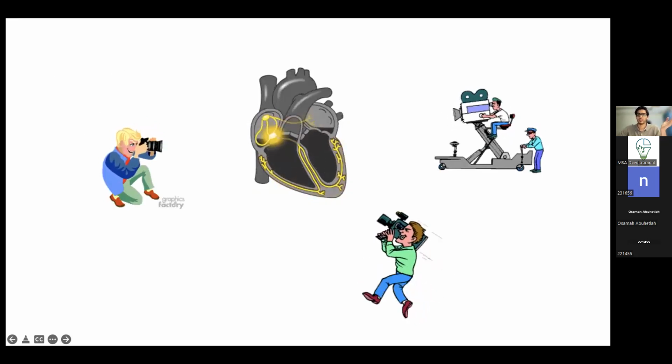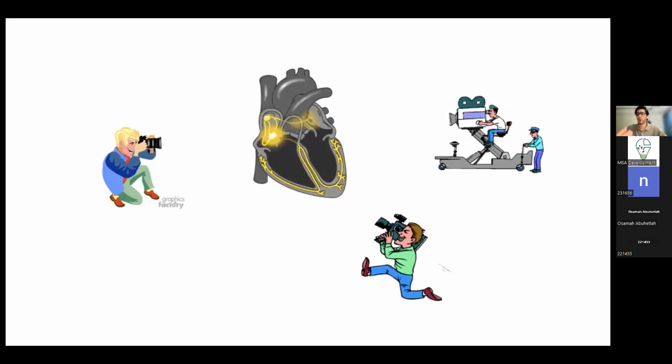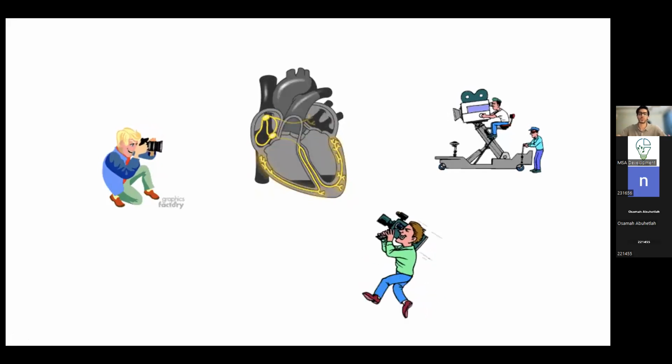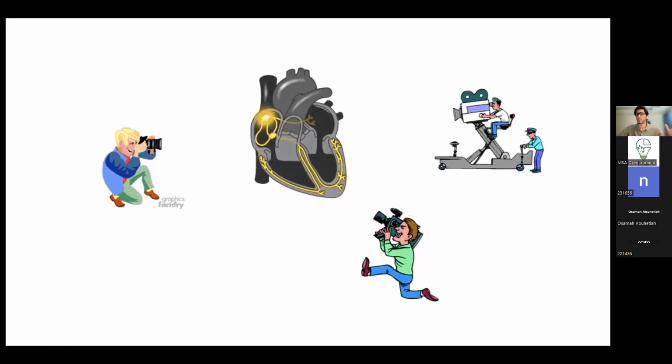So we have someone who's taking a photograph from the left side. We have someone who's taking it from the other side, someone who's taking it from the bottom, someone who might be taking it from the back, someone who might be taking it from the front, right? So the ECG is basically you taking lots of photographs of the heart from different angles.